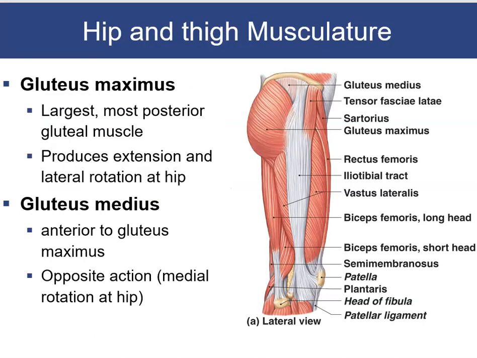In the hip and thigh, the largest muscle is the gluteus maximus. This is the largest and most posterior of the gluteal muscles. This muscle produces extension and lateral rotation at the hip. Just in front of it is the gluteus medius. It's anterior to the gluteus maximus, and it has the opposite action. It does medial rotation, so these would be antagonists of each other.